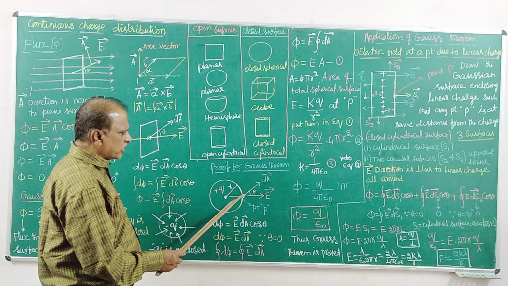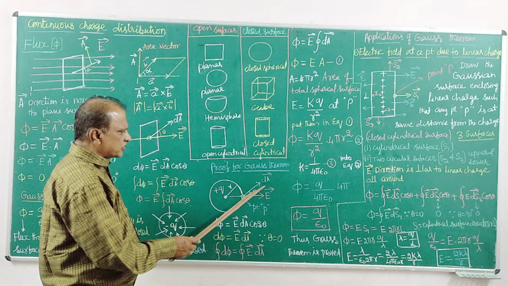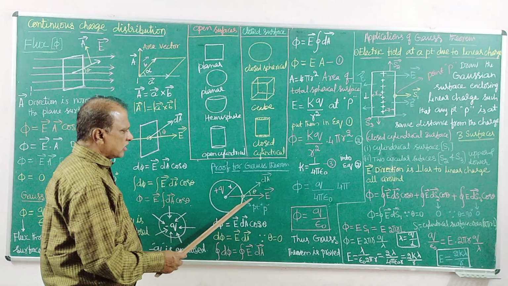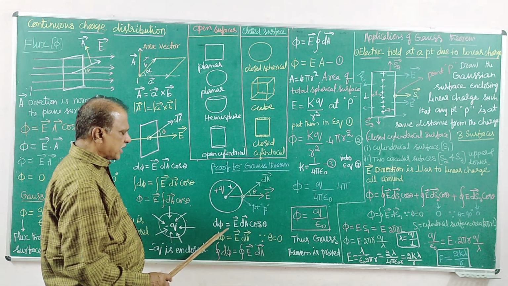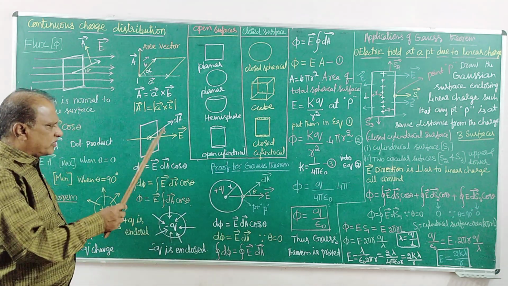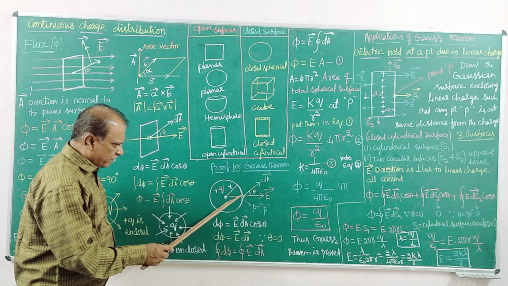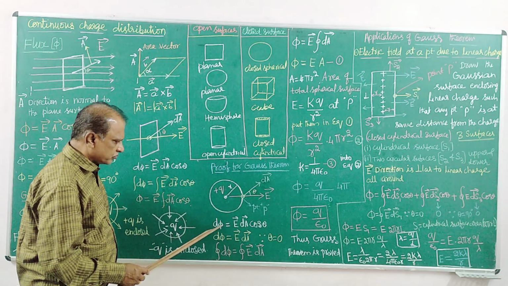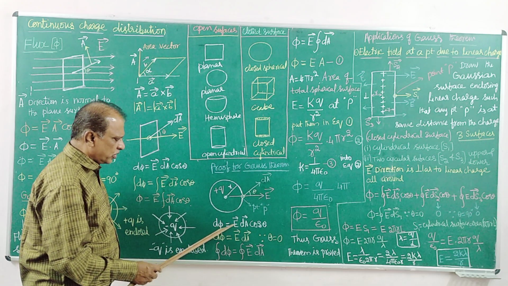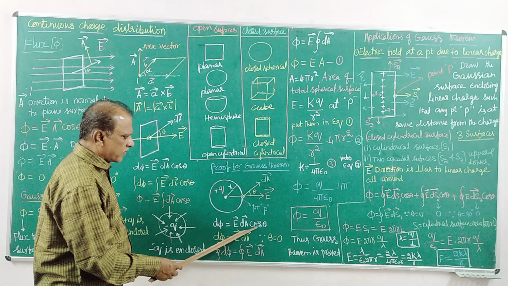At this point I have taken, what is the area? The area is dA, and this is the direction of the area vector, and this is the direction of the electric field. The mathematical equation for this infinitesimal, differential flux at this point on the surface is dΦ = E dA cos θ.